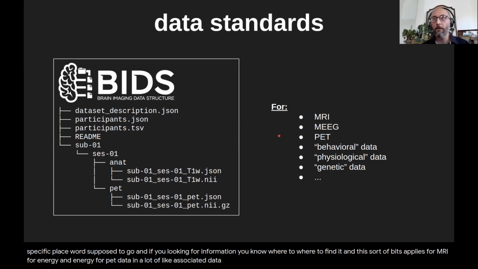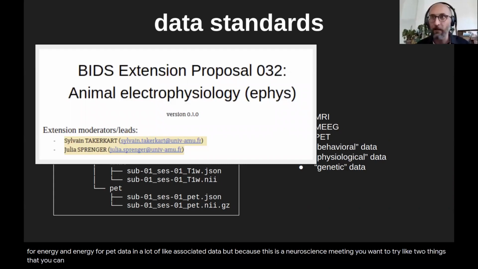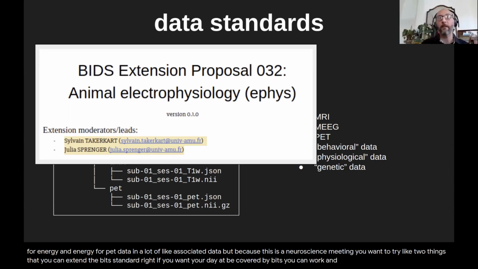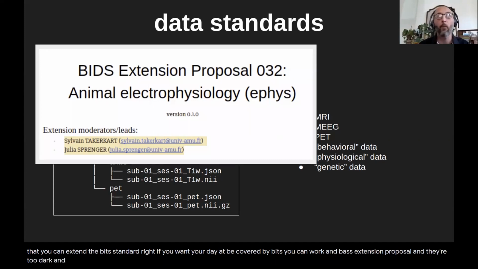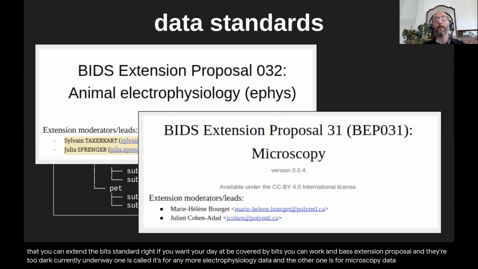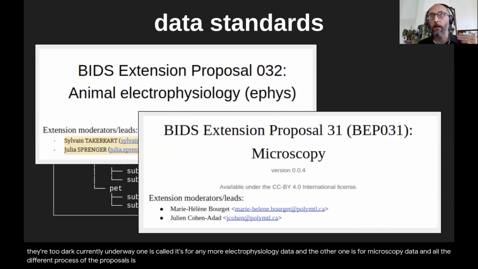But because this is a neuroscience meeting, I wanted to highlight two things. You can extend the BIDS standard, right? If you want your data to be covered by BIDS, you can work on what's called a BIDS Extension Proposal. There are two currently underway. One is for animal electrophysiology data, and the other one is for microscopy data. And all the development process of the proposals is done in public and in an open way on shared Google Docs, and then on forums, like on GitHub, for example.